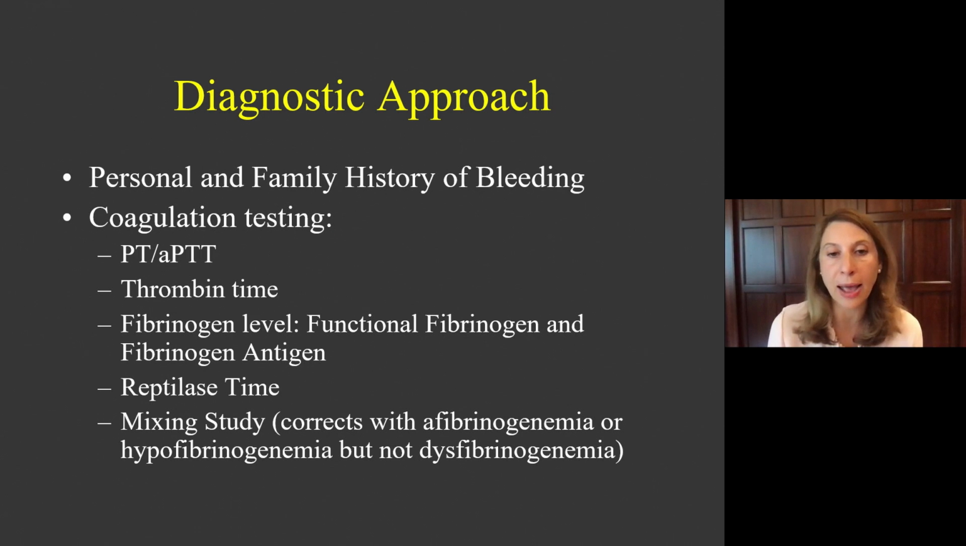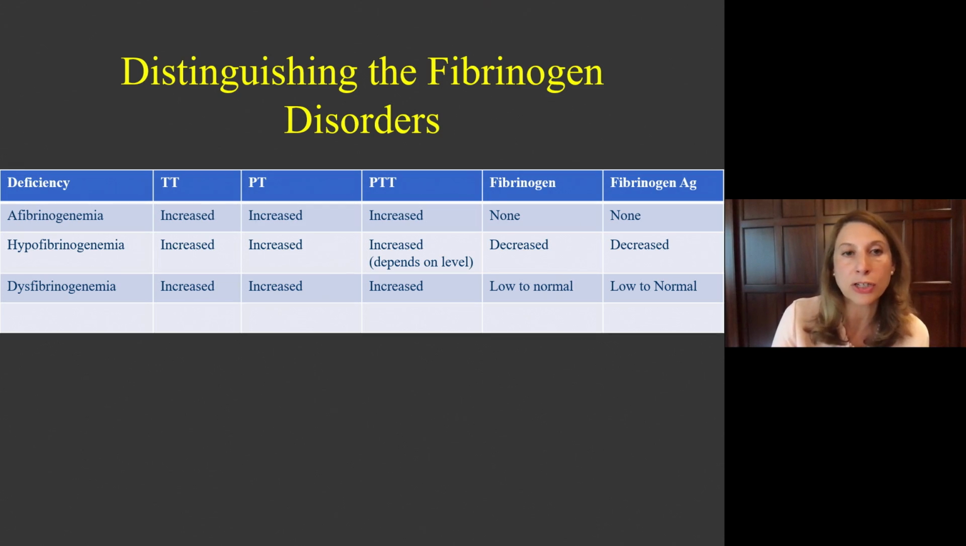So it can be very helpful for distinguishing a patient that has heparin on board from one who has a true fibrinogen abnormality. You could also get a mixing study. It corrects with afibrinogenemia because you are adding fibrinogen in with the plasma in the mixing study, or hypofibrinogenemia, but does not in a dysfunctional problem. So if the fibrinogen doesn't function properly, it's not going to be corrected in the mixing study. So that gives you a sense of what type of tests you can start out with if you think your patient has a fibrinogen deficiency.